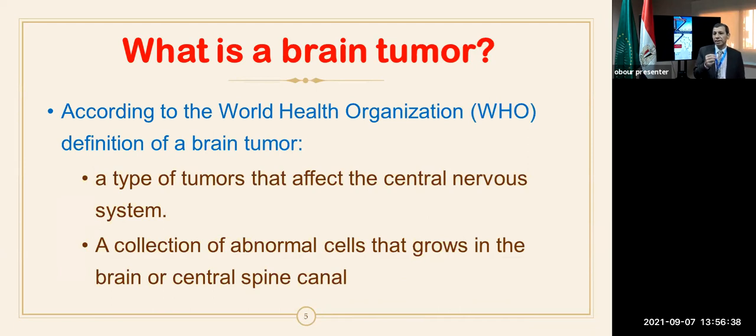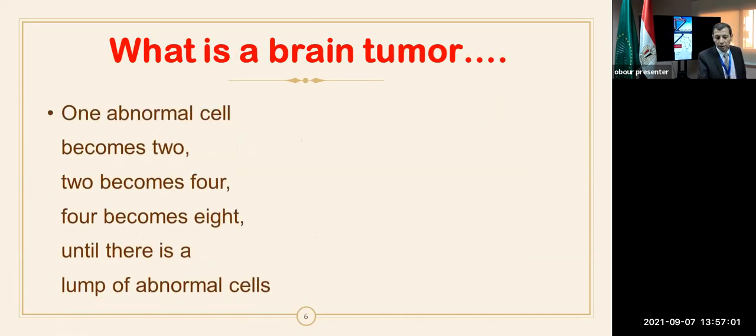The problem here is not the abnormal cell itself, but the behavior of this cell, which is the huge increase in its size in a very limited and small time, that makes any abnormal cell double and increase in size until there is a lump of abnormal cells.